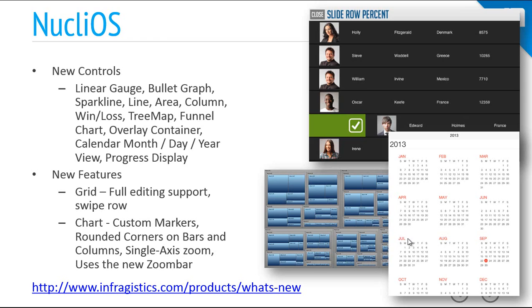So in 13.2, we added new controls, data visualization controls: linear gauge, bullet graph, sparkline, area, column, win loss, tree maps, funnel charts, and a new overlay container. This is cool because it allows you to overlay on any UI and then set up clickable areas. We've got a brand new calendar control which does month, day, year, which, by the way, looks better than what ships with iOS 7, and you can bind it very easily with your iOS 7 calendar. So it actually is pretty sweet. And we've got a new progress display.